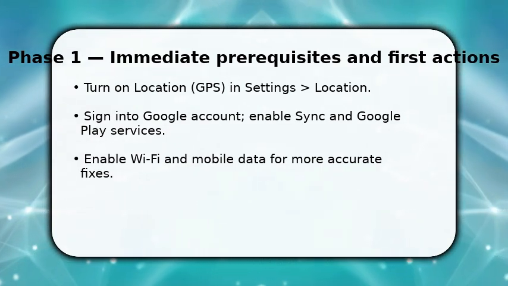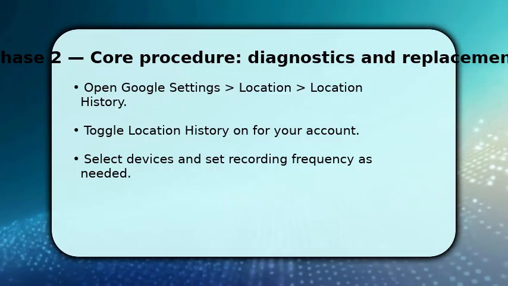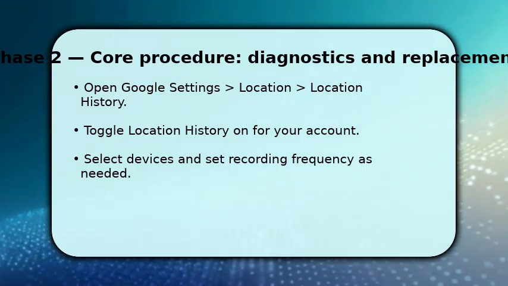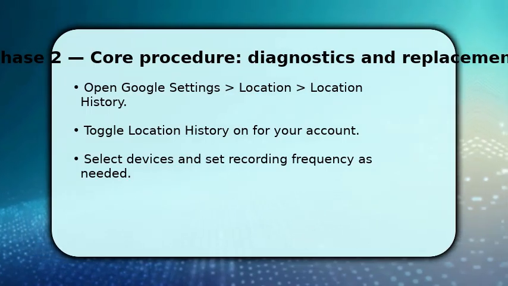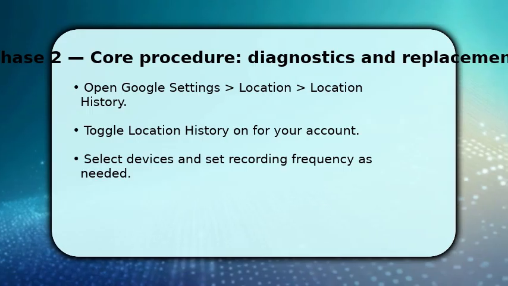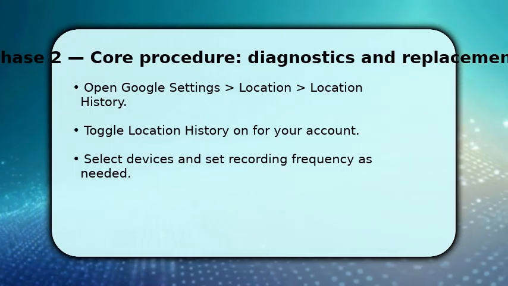movements reliably. Now you activate location history inside Google Settings so Android can keep a timeline. Go to Google Settings, tap Location, then Location History. Toggle it on for your signed-in account. Make sure the device you're using is selected under Devices so it sends data.